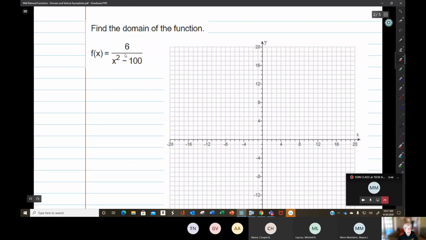Okay, we're going to find the domain of this function right here, which means I take the denominator and I set it equal to 0 and I solve for x. x squared minus 100 equals 0. Now 100 is a perfect square, it's 10 squared. So this is x squared minus 10 squared, and that is the difference of squares, and it can be factored as the difference of squares.